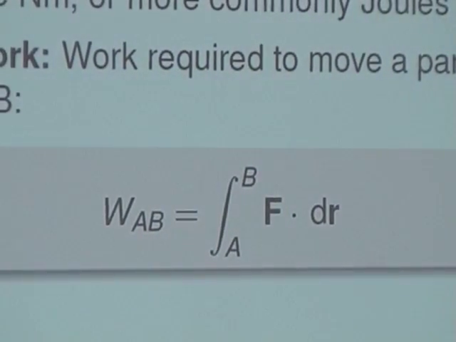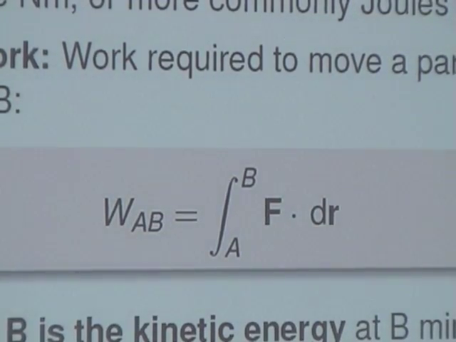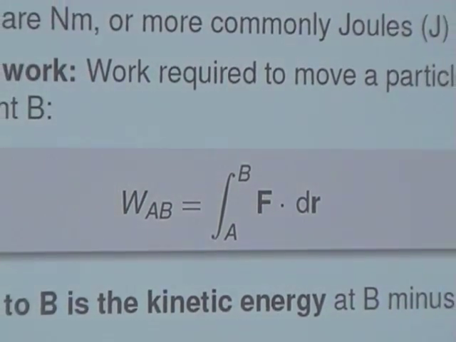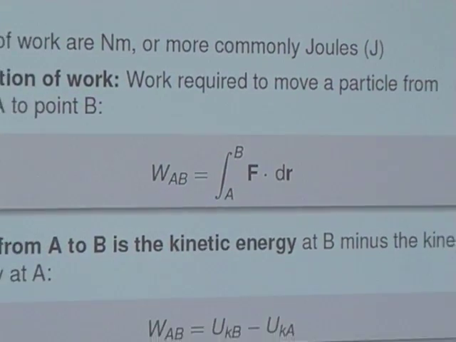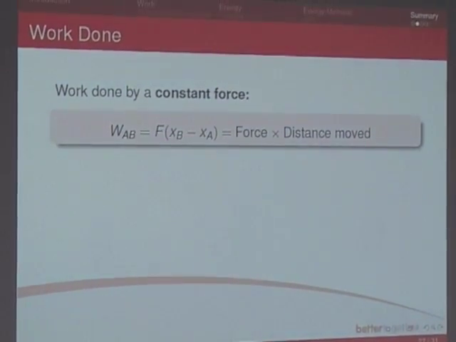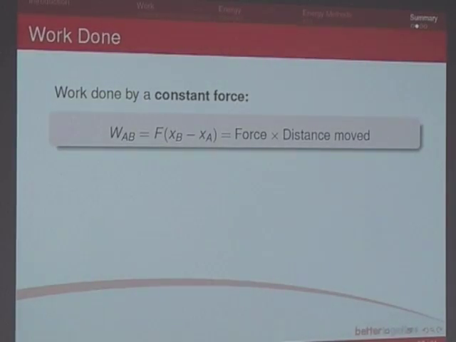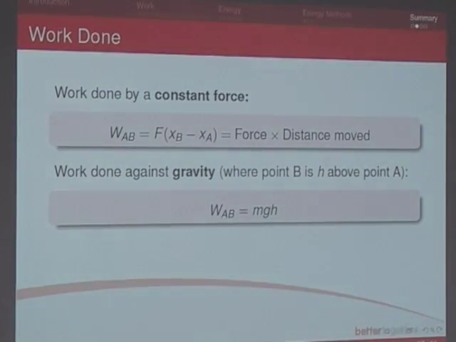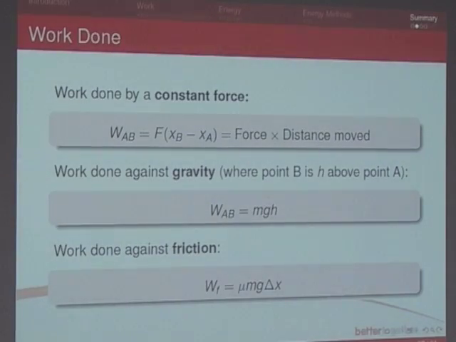In summary, the work done between point A and point B is the integral of the force multiplied by the change in distance dr, the dot product of those two things. That work done between A and B is the change in kinetic energy between A and B. For a constant force, it's just the force times the distance. Against gravity, that's mgh. Against friction, that's mu, the friction coefficient, times mg, times the distance moved, delta x.